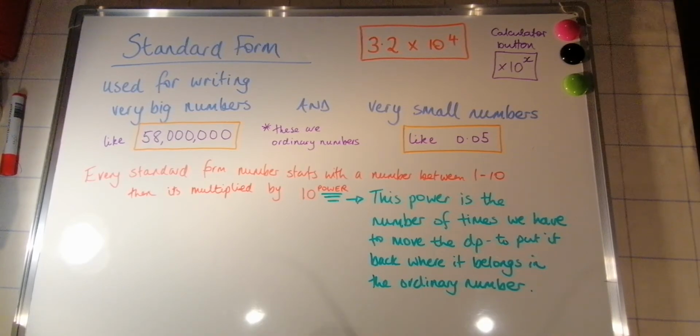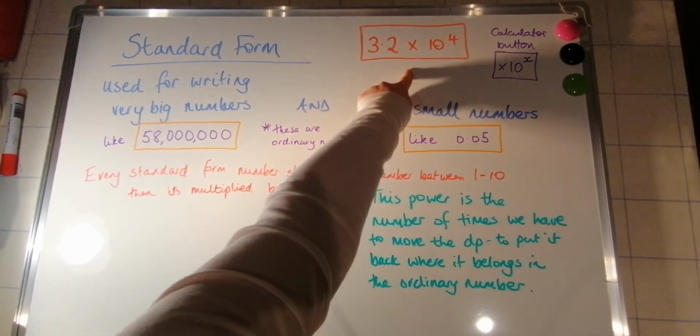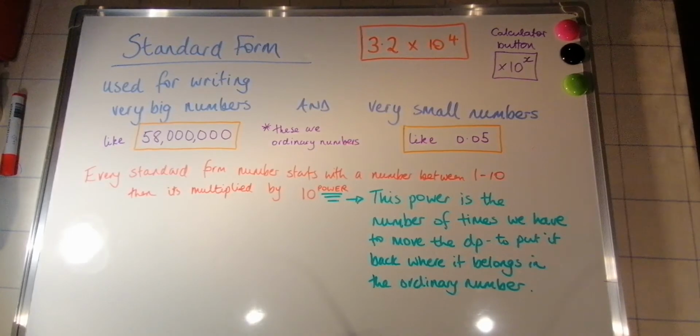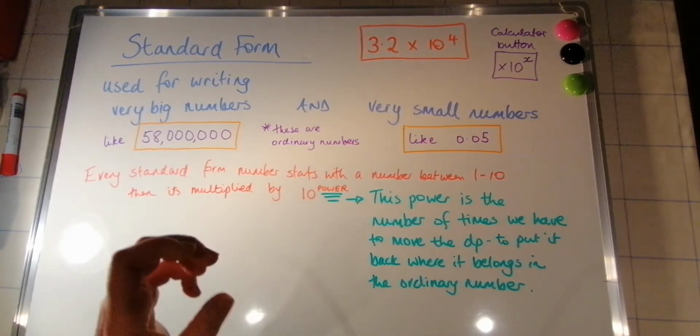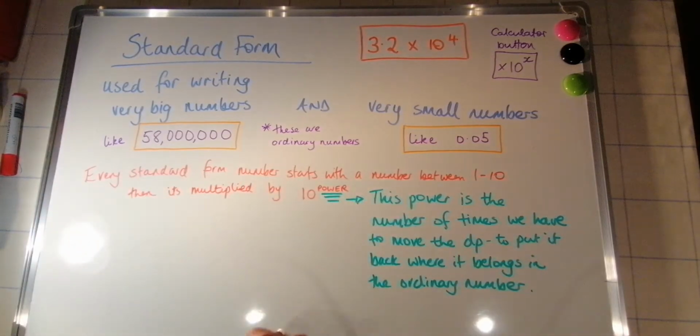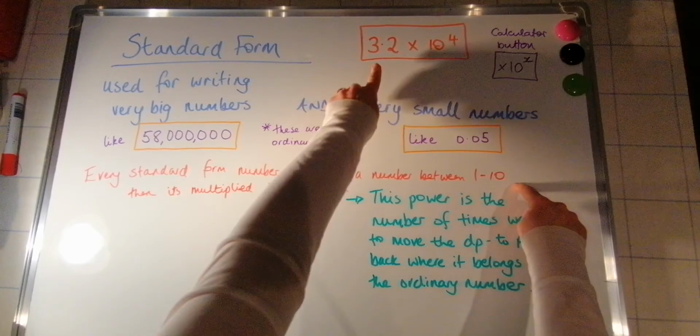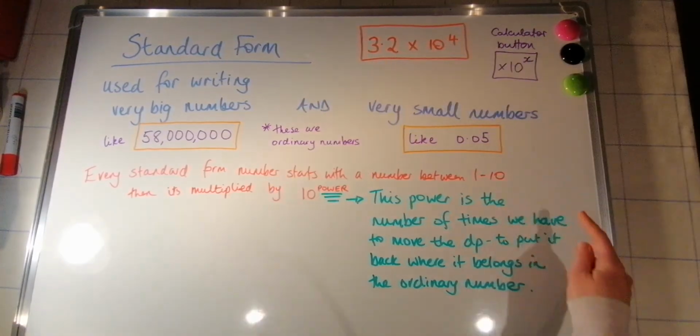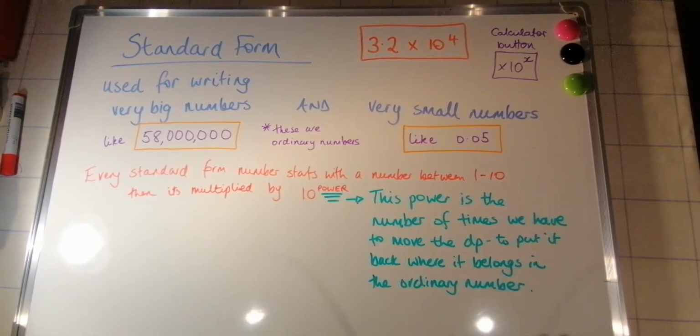But whenever we're looking for standard form, it's going to look something like this number up here. I've got 3.2 multiplied by 10 to the power of 4. Now that's red, so this we note here now in red: every standard form number starts with a number between 1 and 10. That's really important. So this first number here has to be a number between 1 and 10. It can't be 10, it has to be less than 10. And then it's multiplied by 10 to the power of something.